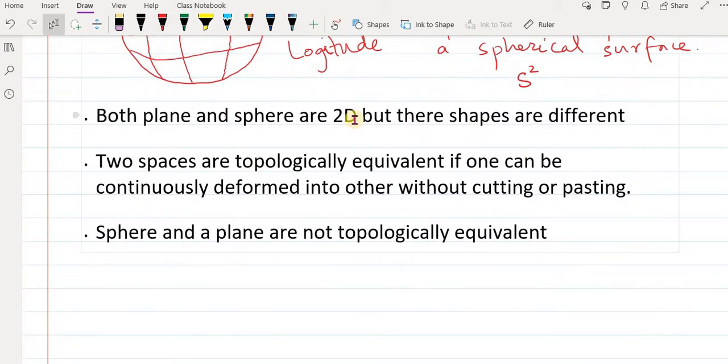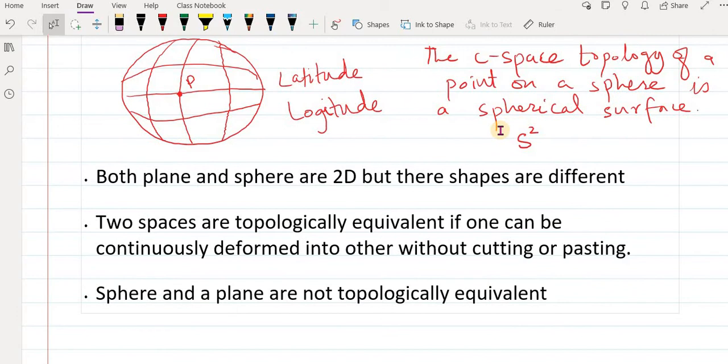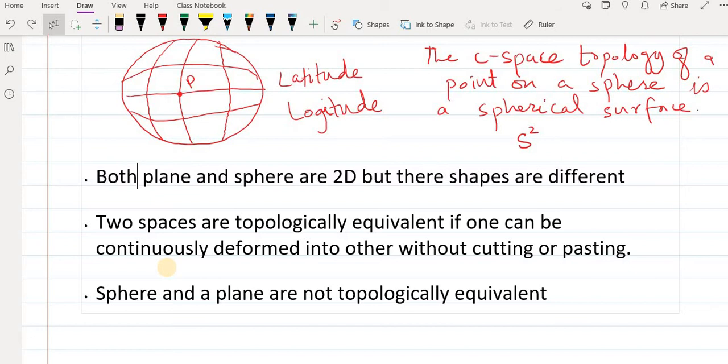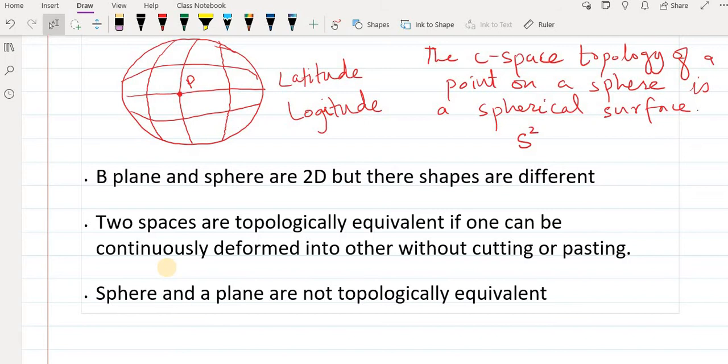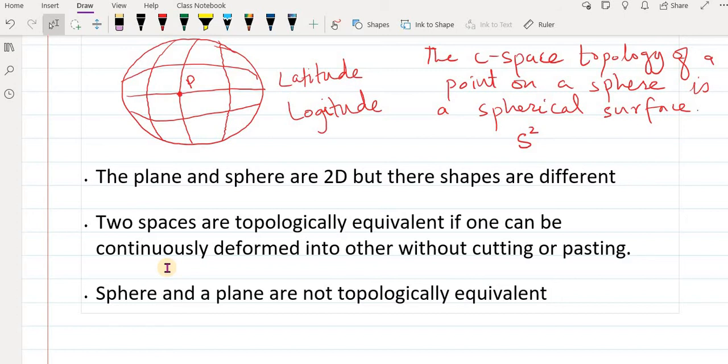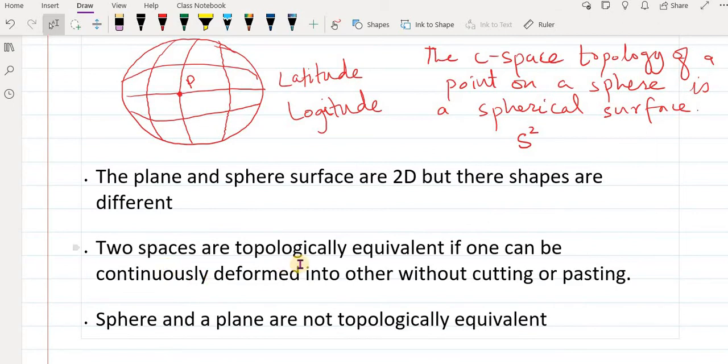Okay, next we have: both plane and sphere are 2D, but their shapes are different. So here we need a little bit of change. It should be the plane and the sphere surface are 2D, but their shapes are different. So now this is a proper wording we can use.